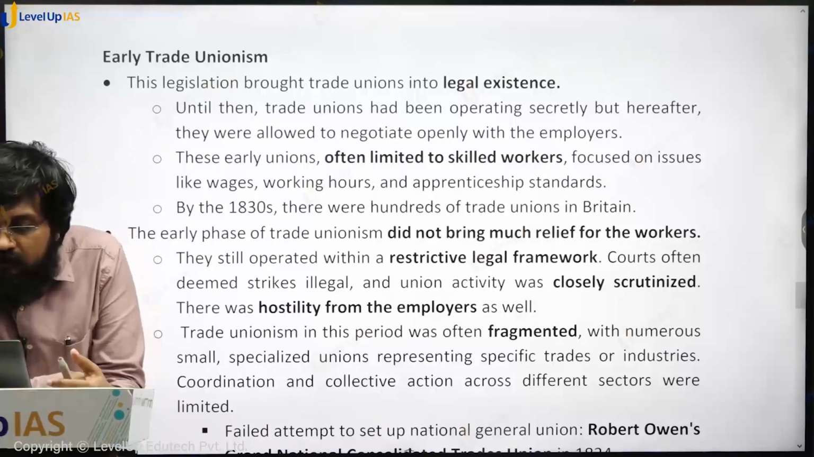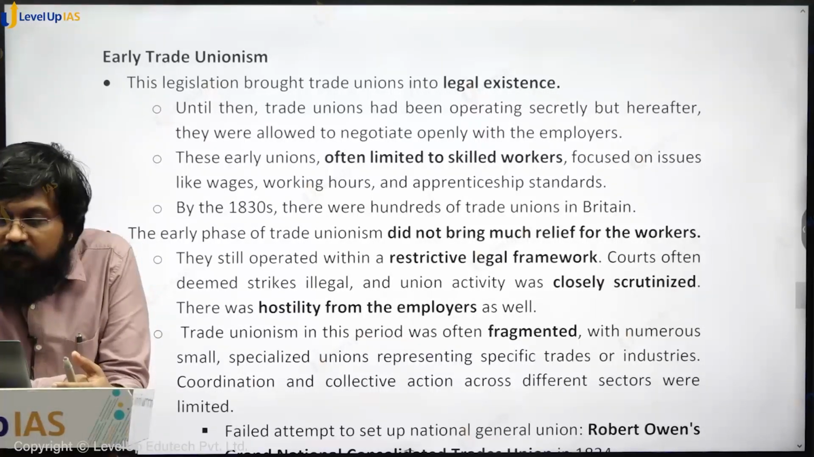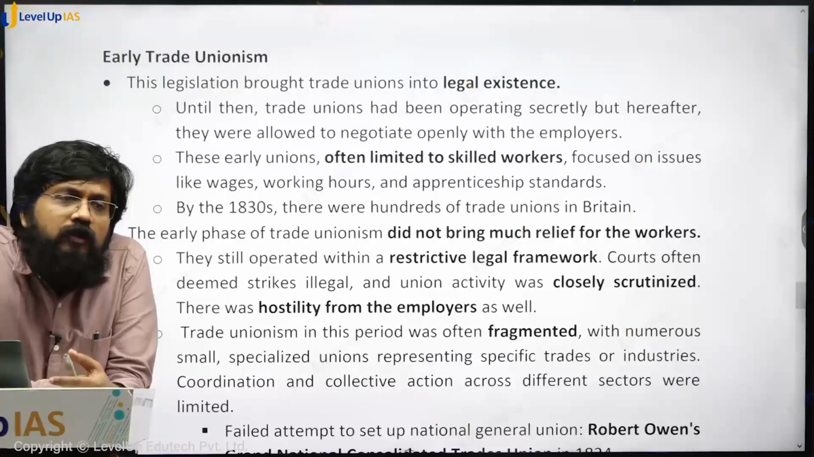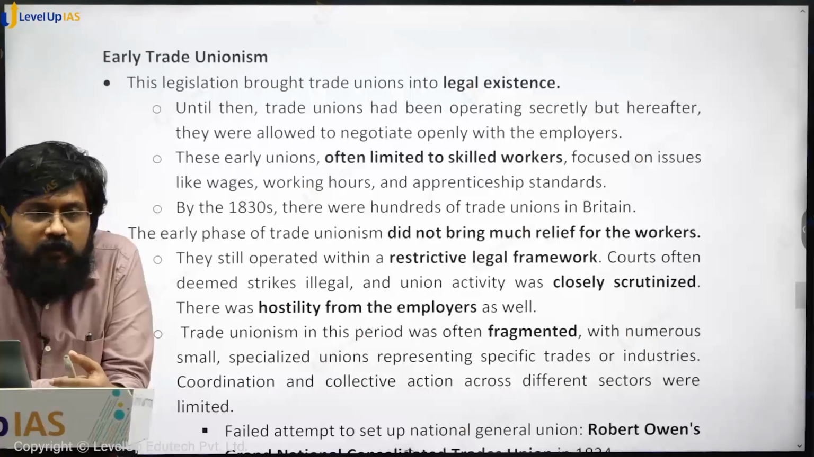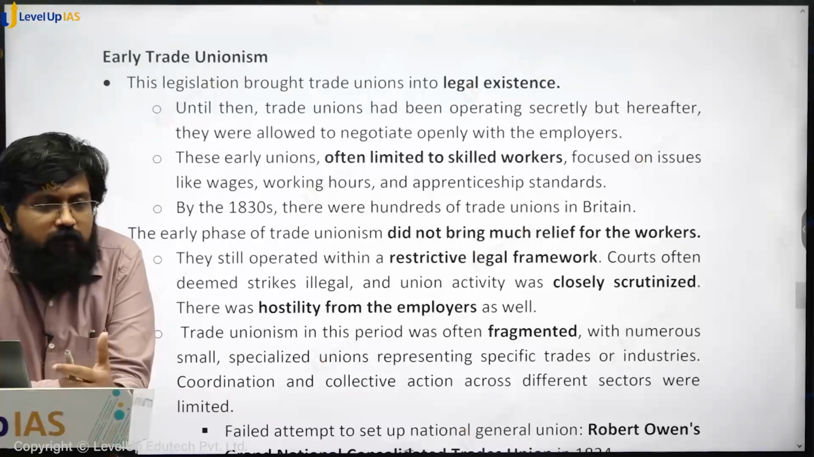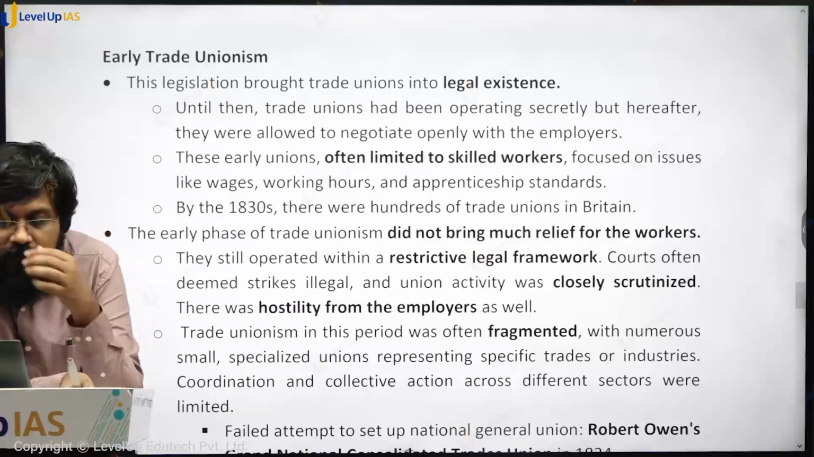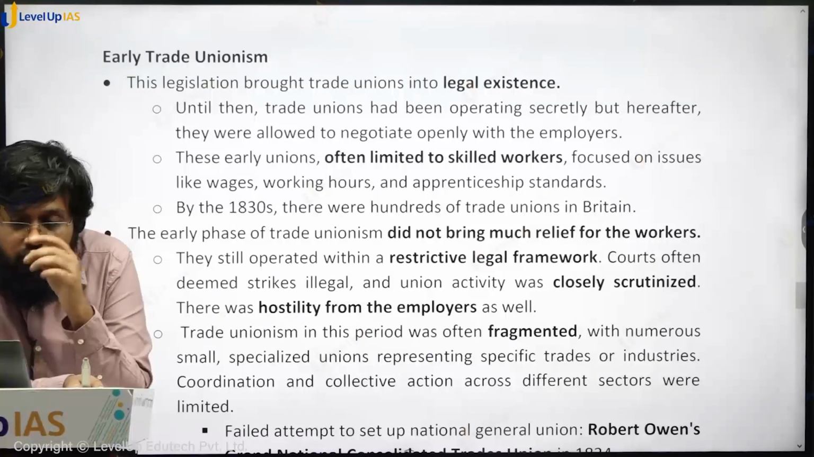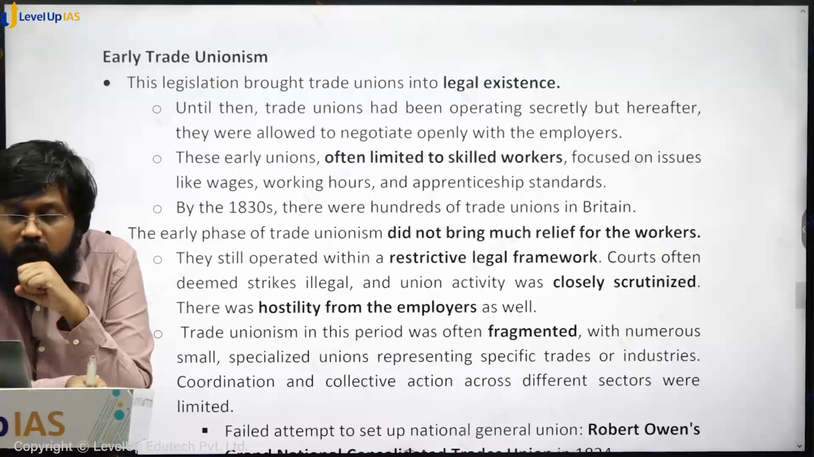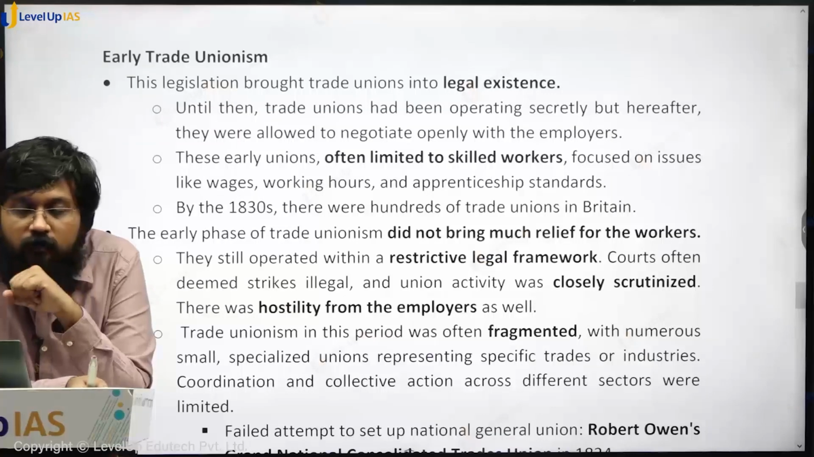These early unions, often limited to skilled workers, focused on issues like wages, working hours, apprenticeship standards, etc. And by 1830s, we have hundreds of such unions in Britain, but they did not bring much relief, because even though the legalization of unions has happened, otherwise the system is not very responsive. Courts often deem strikes illegal. So strike is still illegal. Union activity is closely scrutinized by police all the time, and employers are hostile.